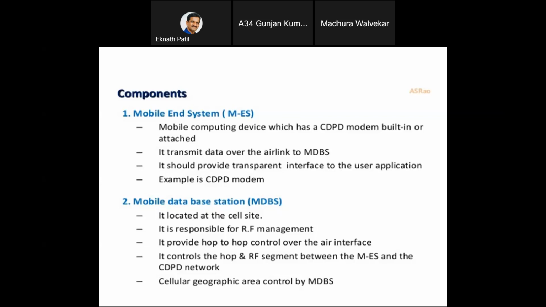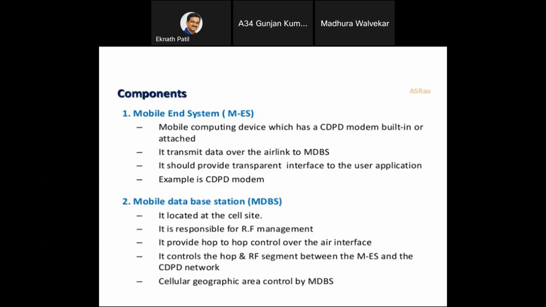The mobile data base station, as with the base station in GSM, the mobile system for mobile communication, works the same way. It is located at the cell site. The cell site is the geographical area which can cover all the subscribers in that area. It is responsible for the RF, radio frequency, management, meaning it allocates the frequencies. It provides hop-to-hop control over the air interface.